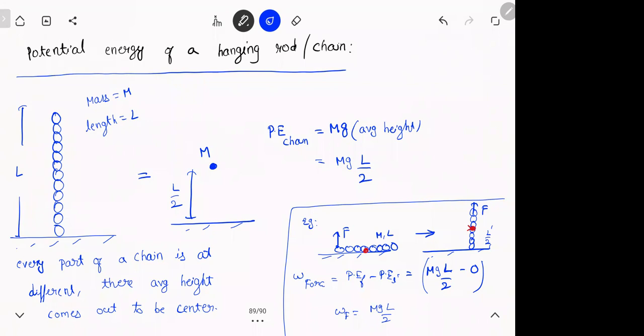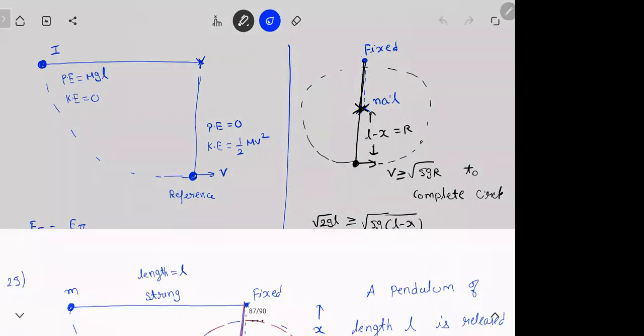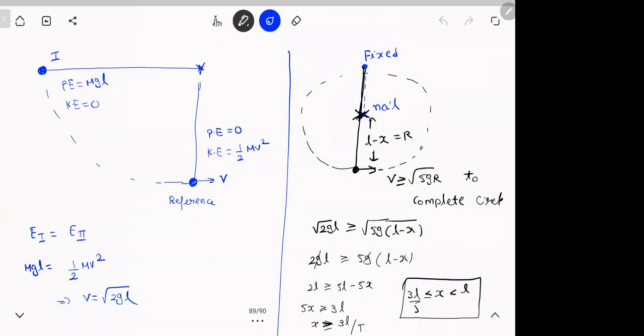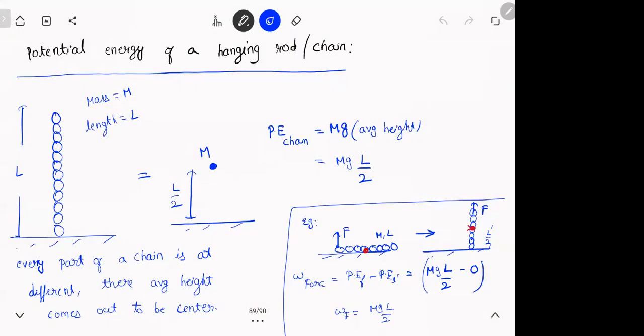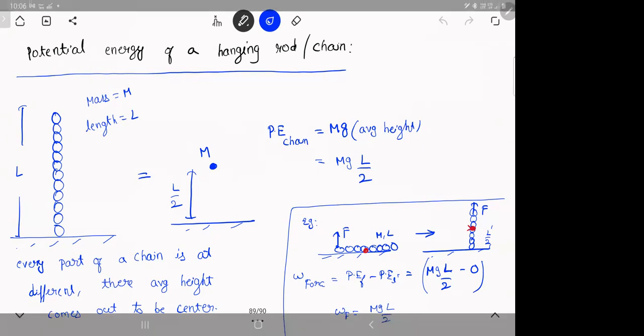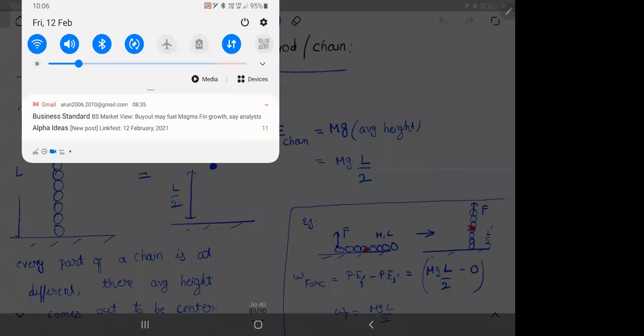Copy. Let's see the question. Clear? Next one.